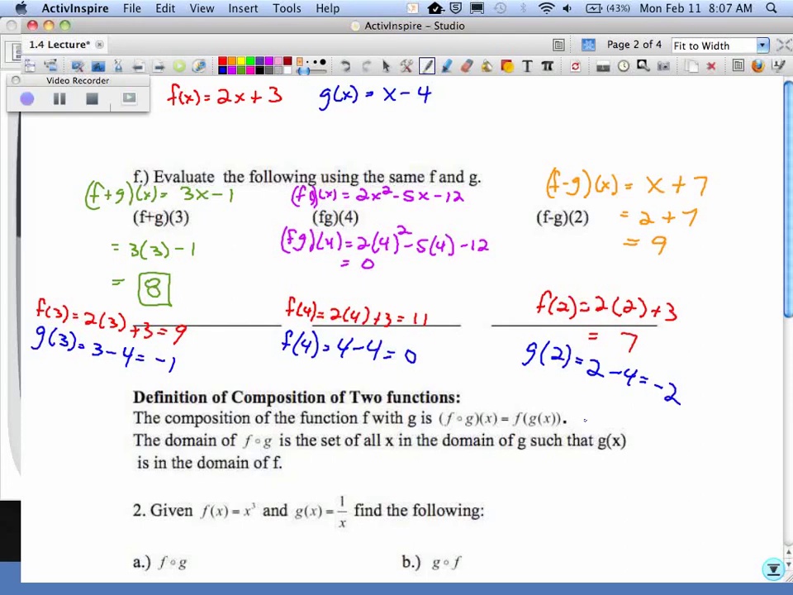So you might look at that and say, oh, I don't get it. But what is 7 minus negative 2? Right. So 7 minus negative 2, you're actually adding that 2 now. And so you do get 9 in both cases.